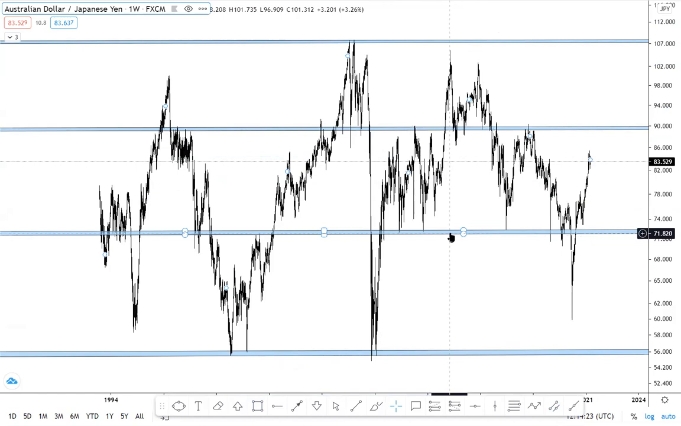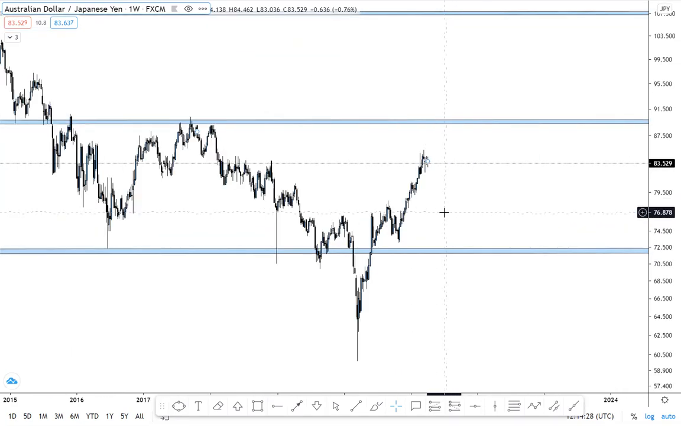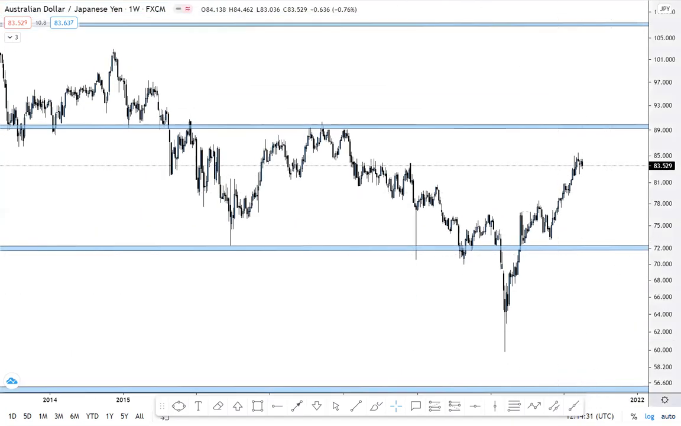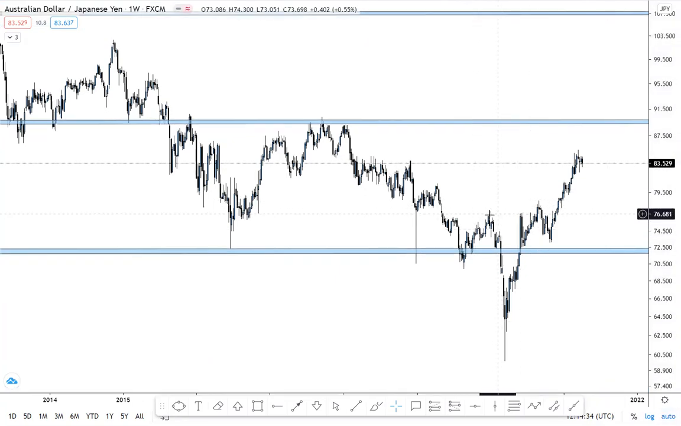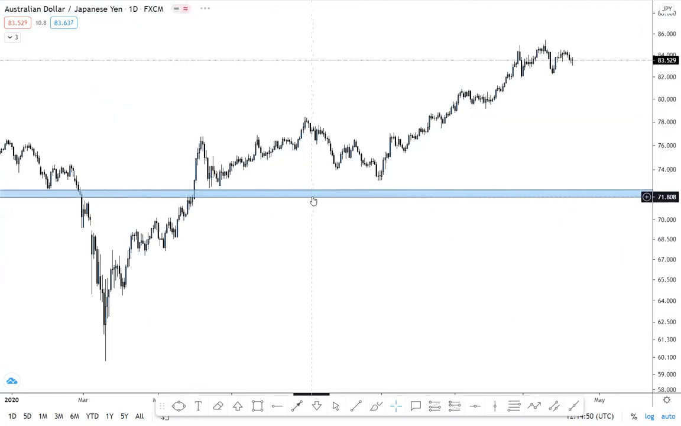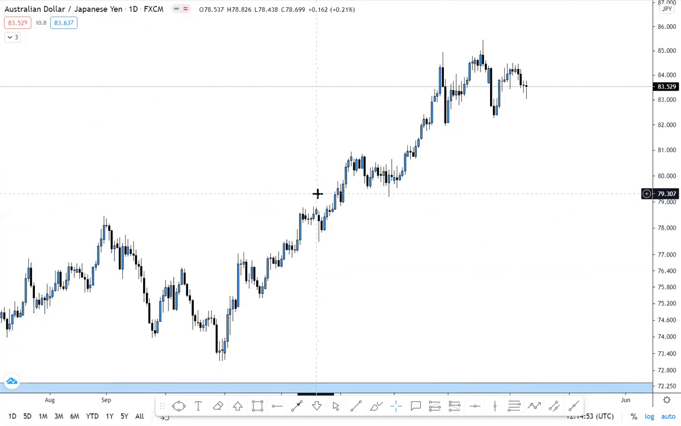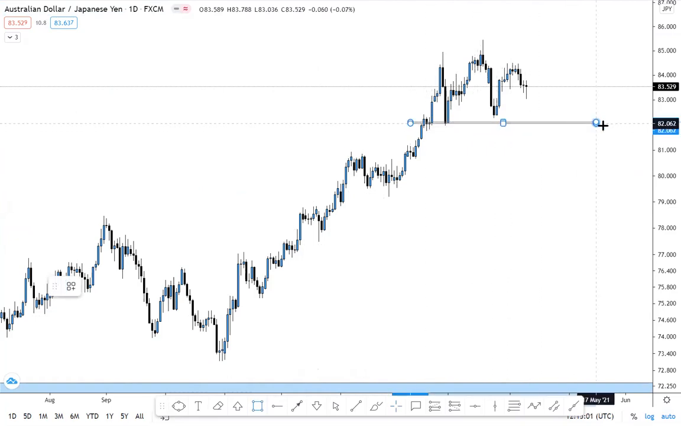Okay, so let's go to the weekly. We saw price breaking this lower high and forming a higher high, higher low, and price is just drifting up. So let's go to the daily to see price action played out clearly on it. Okay, so we are still in that bullish mood, and our most recent higher low hasn't been violated yet.